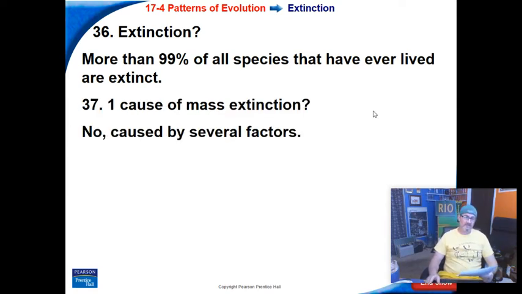One cause of mass extinction? No, there are lots of different factors that go into mass extinctions. The current one, I think most people would agree, is largely human caused. Primarily habitat destruction is causing the mass extinction currently.